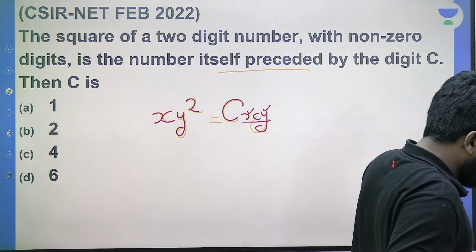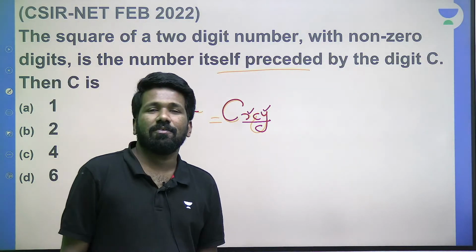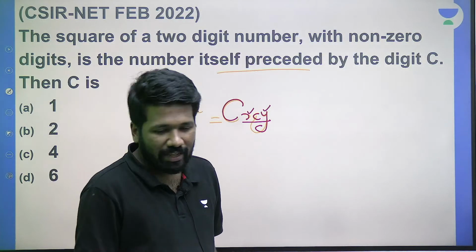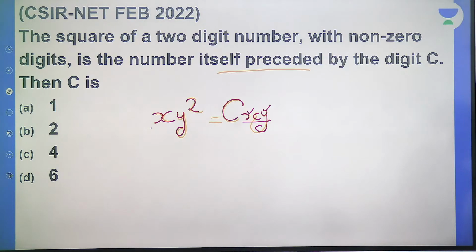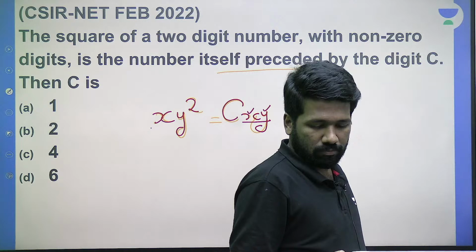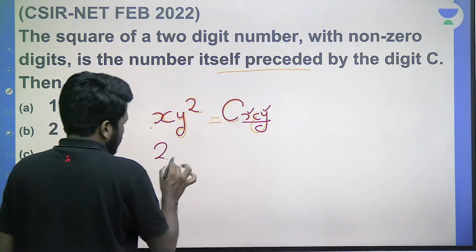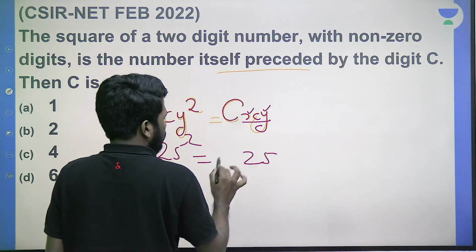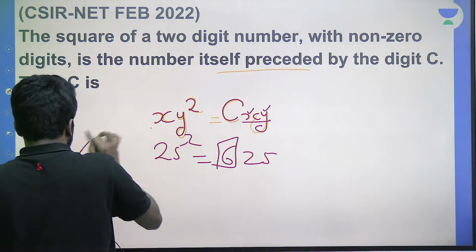This question actually has different ways. If you are good with Vedic maths, when you see this question you will understand 25 square is 625 and that is satisfying the condition. And that will give you 6 as the answer. To understand the question, knowing 25 square is 625 will help you. 25 square is 625, which has 2, 5 and a 6 before, and that will satisfy all the conditions. That is why c is 6. That is why 6 is the answer.